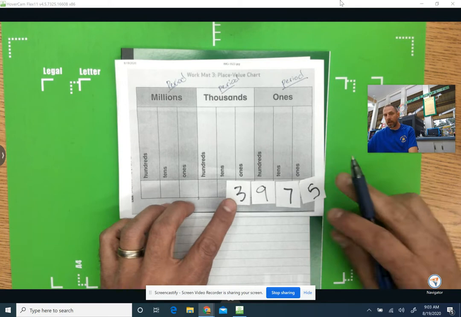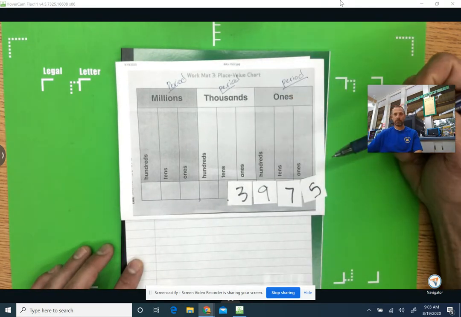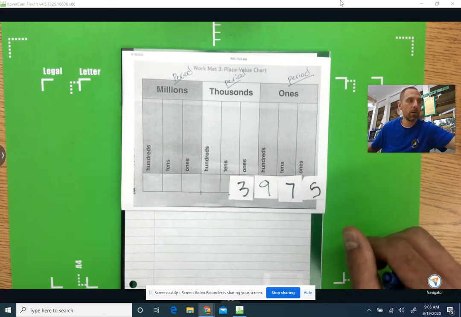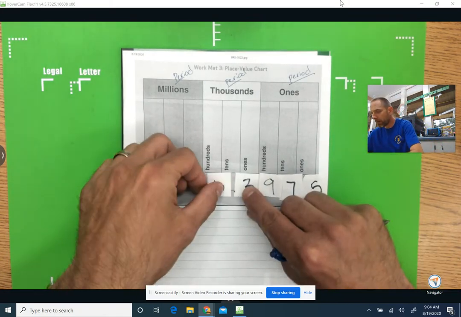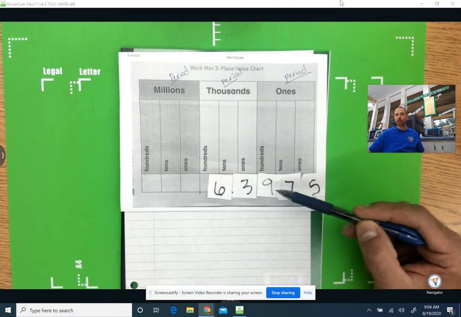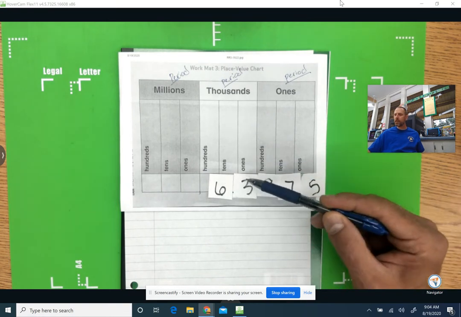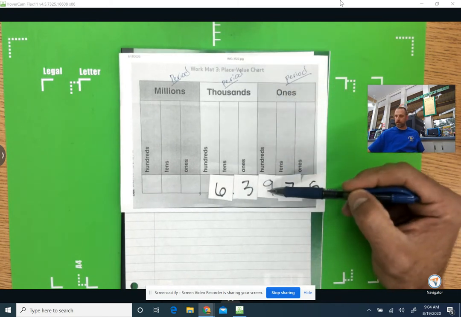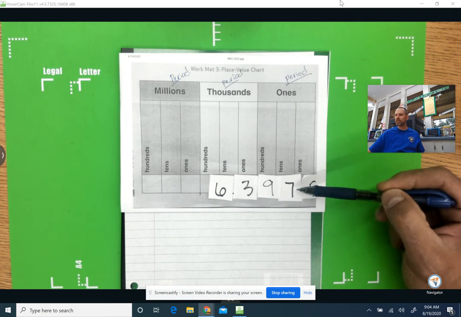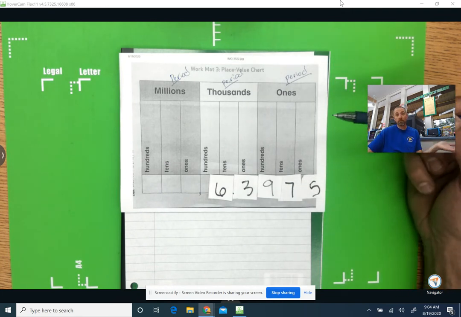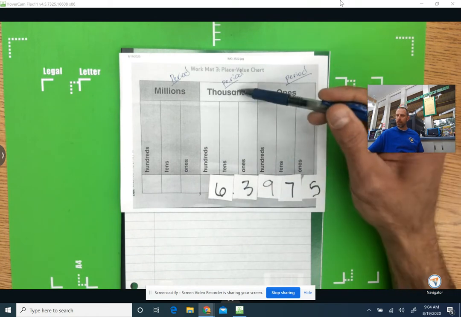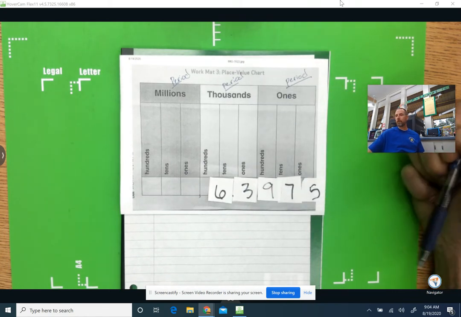Okay, so we would say this: 3,975. Add another digit. We would say 63,975. Again, 63,975. Notice how I'm not pointing to the ones period, okay? Because we don't say 975 ones. You could. Same thing as 975. We just don't say that. So we do say 63,975.